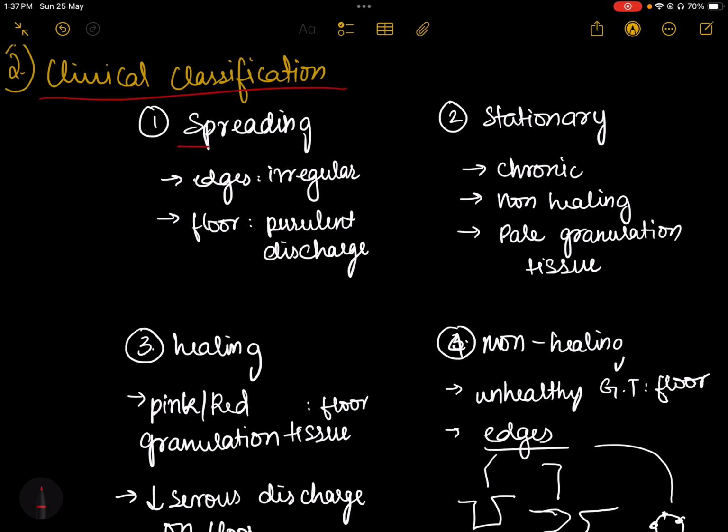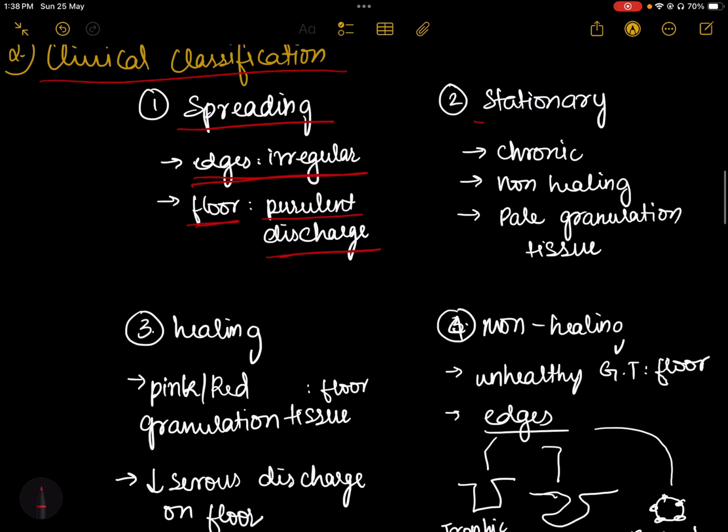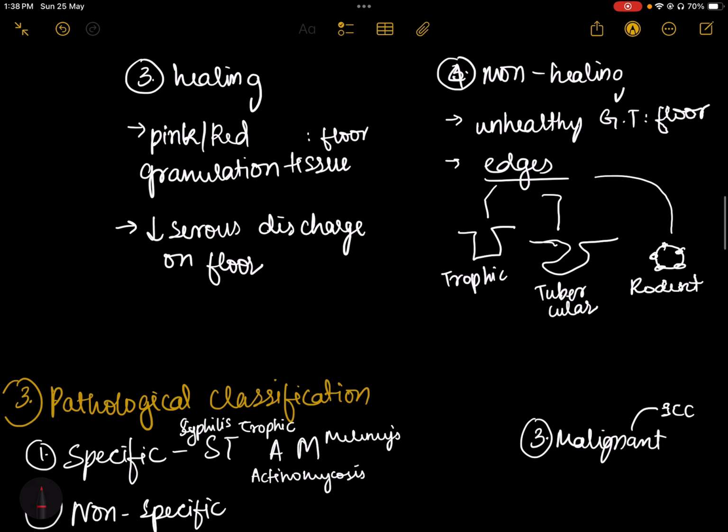The first one is the spreading ulcer. Here the edges are irregular and the floor has a lot of purulent discharge, whereas a stationary ulcer is chronic and non-healing, and the floor has pale granulation tissue.